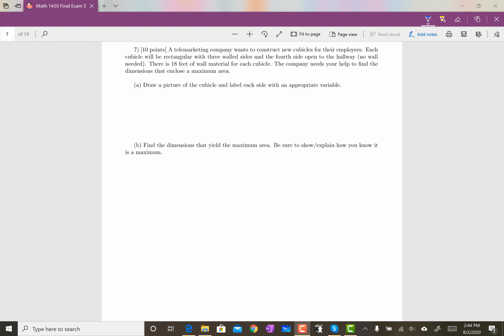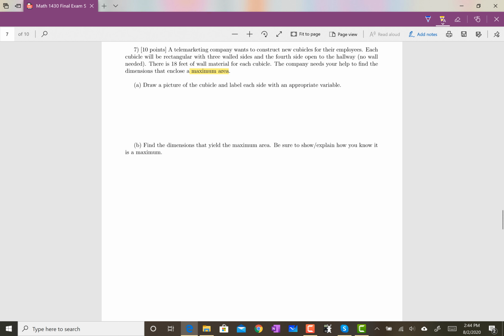A telemarketing company wants to construct new cubicles for their employees. Each cubicle will be rectangular with 3 walled sides, and the 4th side open to the hallway. No wall needed. There is 18 feet of wall material for each cubicle. The company needs your help to find the dimensions that enclose a maximum area.